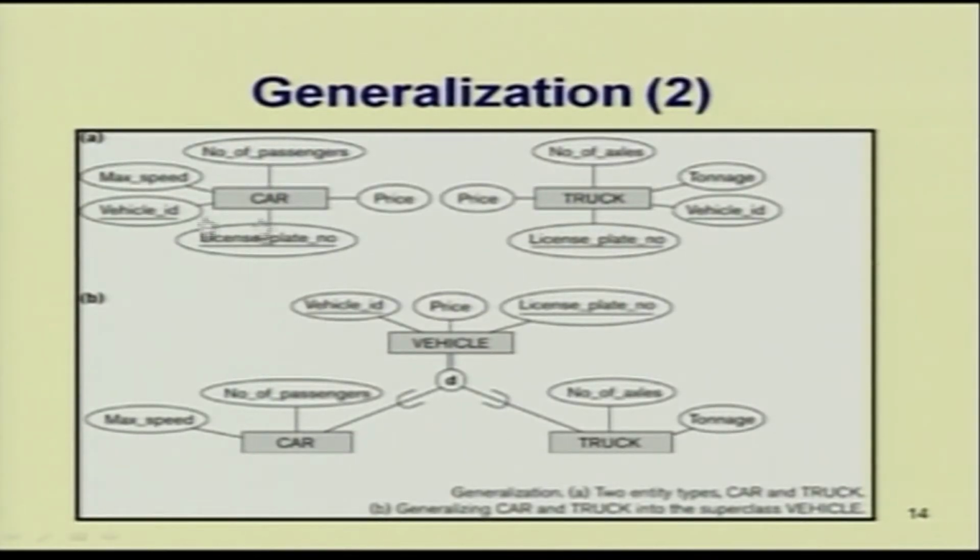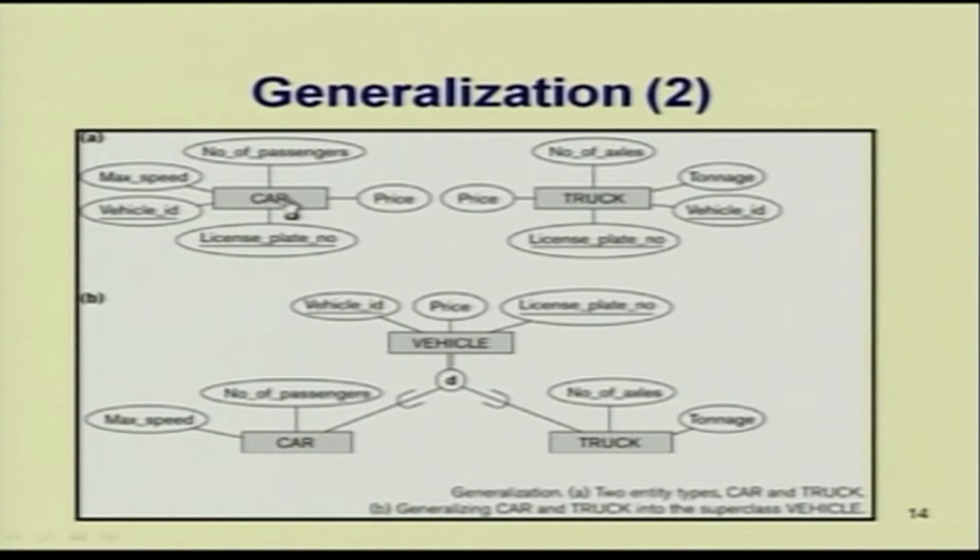Here you have the car and here you have a truck, two completely different entities. Car has a license plate number as the key attribute, vehicle ID, maximum speed, number of passengers, and price. These do not have the same attributes. You have a license plate number, a vehicle ID, and a price, and you have number of axles and tonnage. Now, I want to generalize this. How do we generalize this? We generalize it like this.